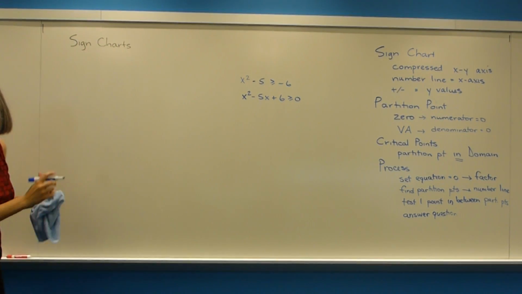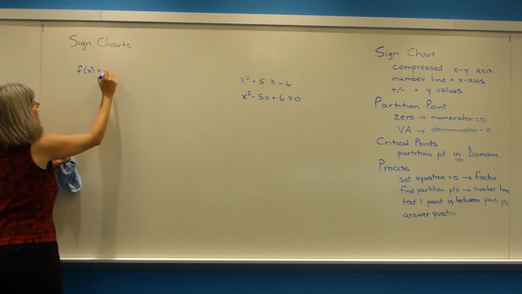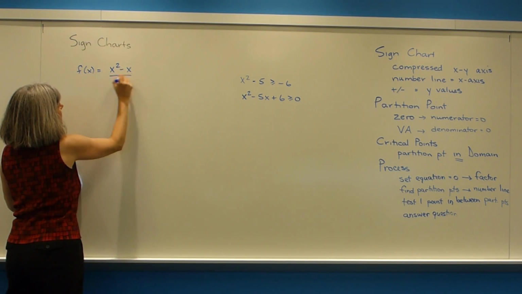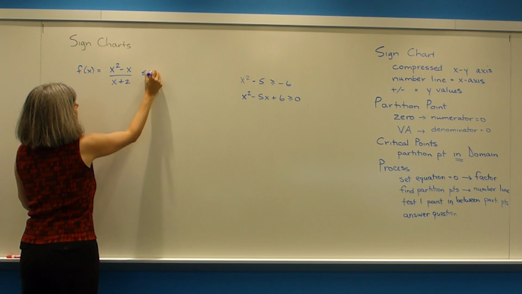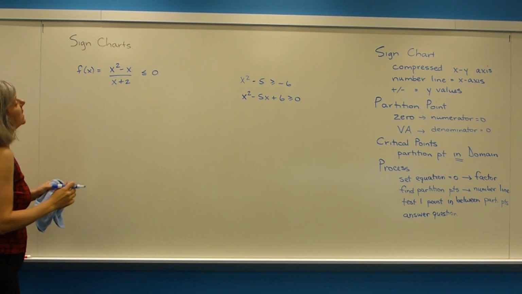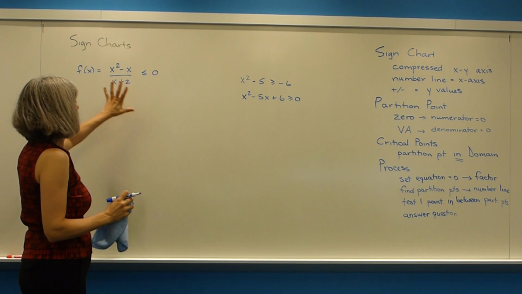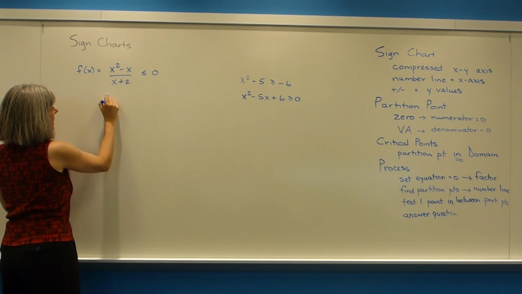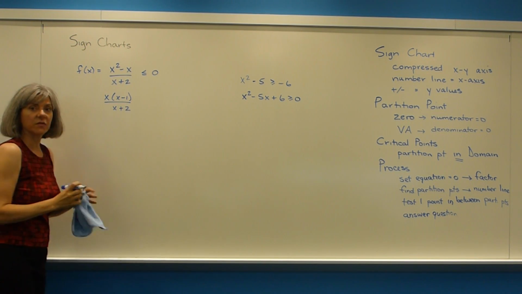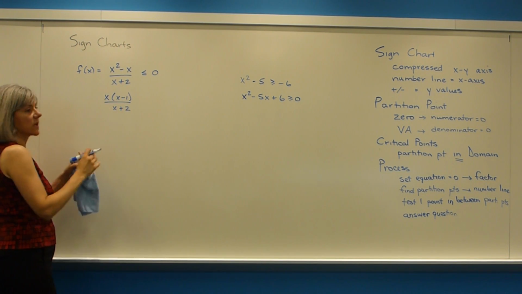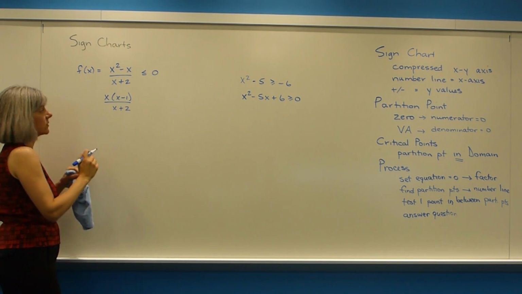Okay, so let's look at this one. F of x is equal to x squared minus x over x plus 2, and I want to know where it is less than or equal to 0. Okay, so what do we need to do? We need to get 0 on one side. Done. We need to factor. That's our next step. So x times x minus 1 over x plus 2. That's our factored form. And from that, we're going to get our partition points. So everywhere the numerator is 0 and everywhere the denominator is 0.